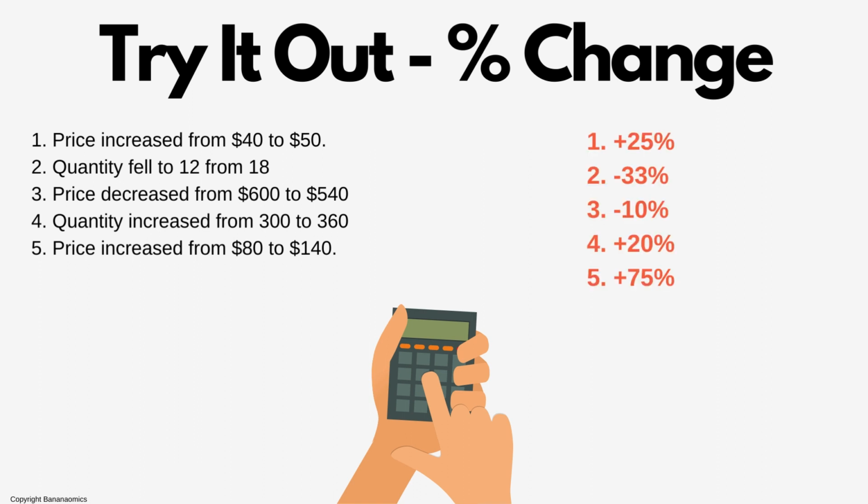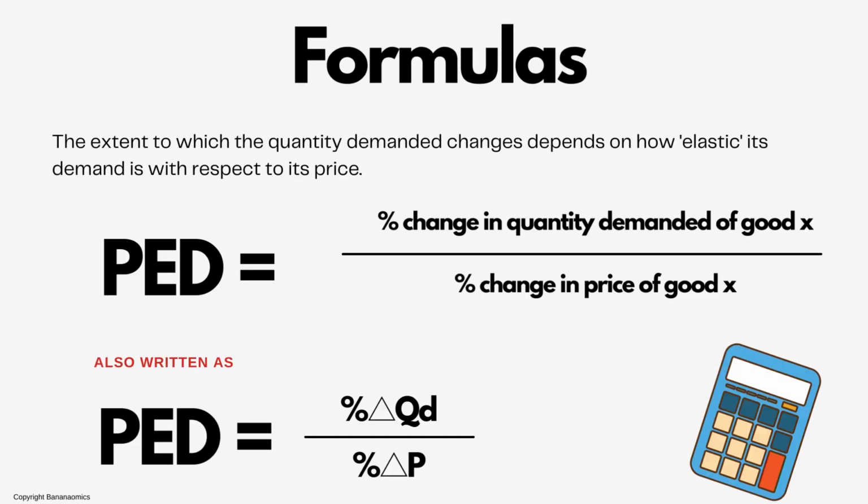Now that you understand how to calculate percentage change, we can move on to the formula to calculate the price elasticity of demand. The PED formula is the percentage change in quantity demanded divided by the percentage change in price. Be careful not to get these two confused. The simple way to remember is that quantity always belongs on top while price on the bottom.